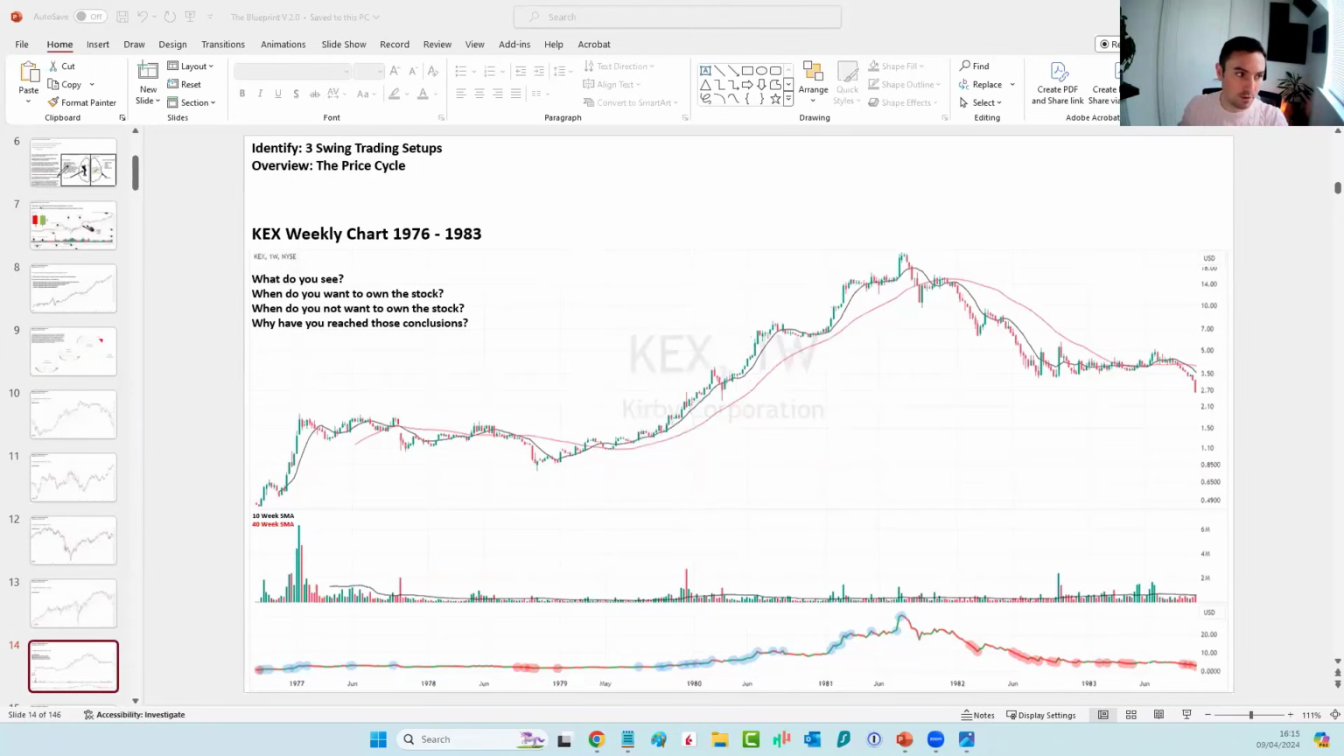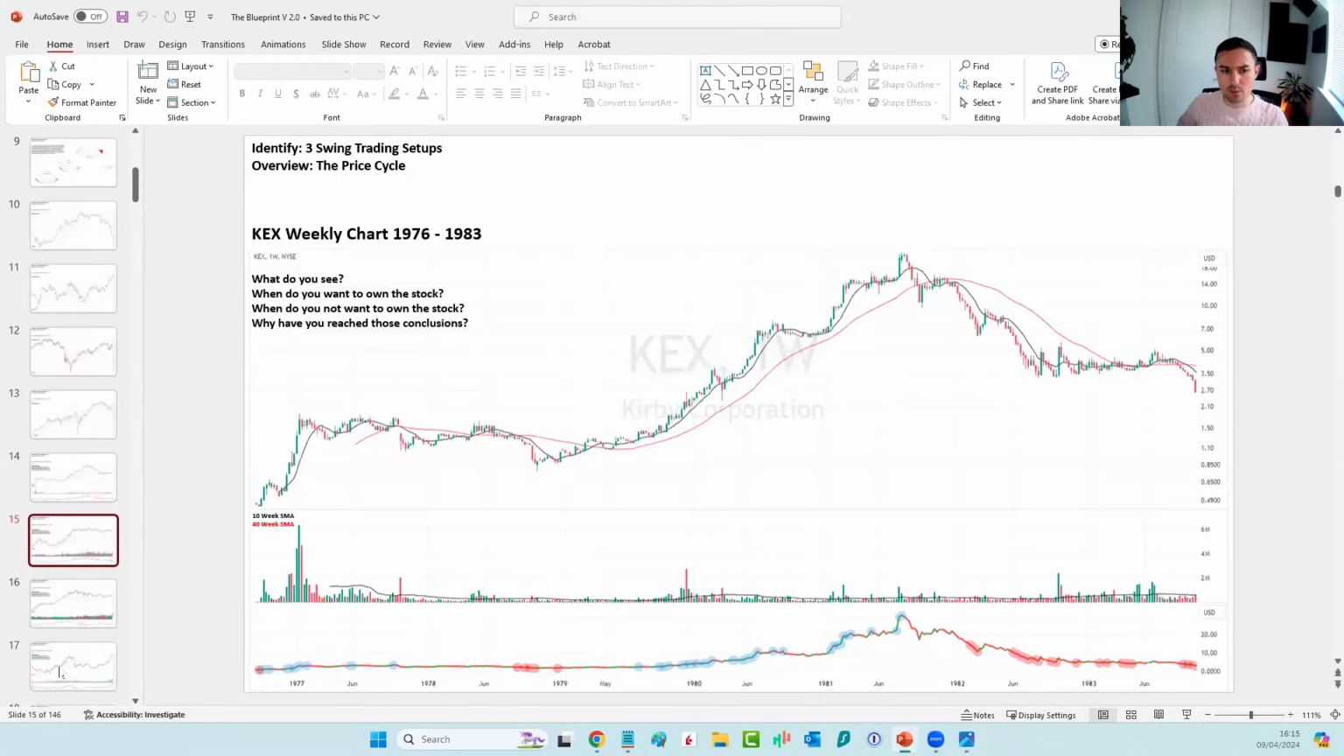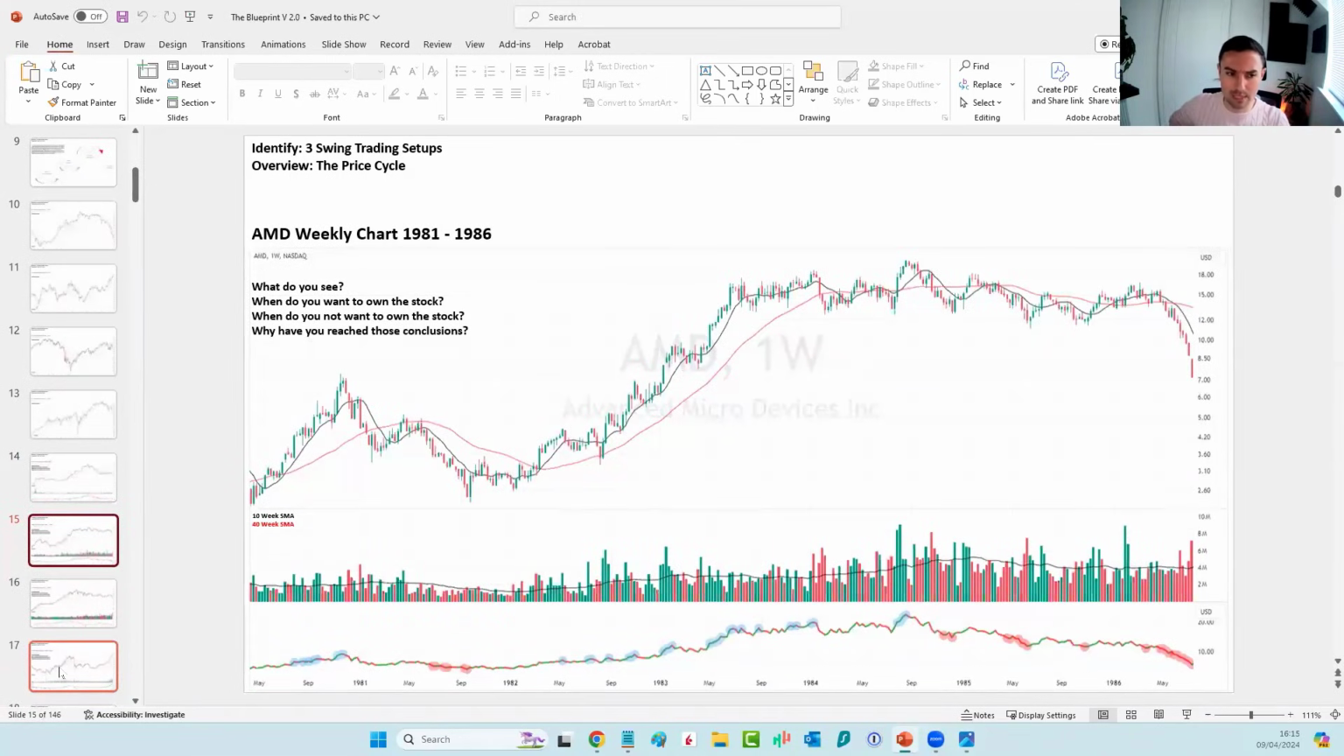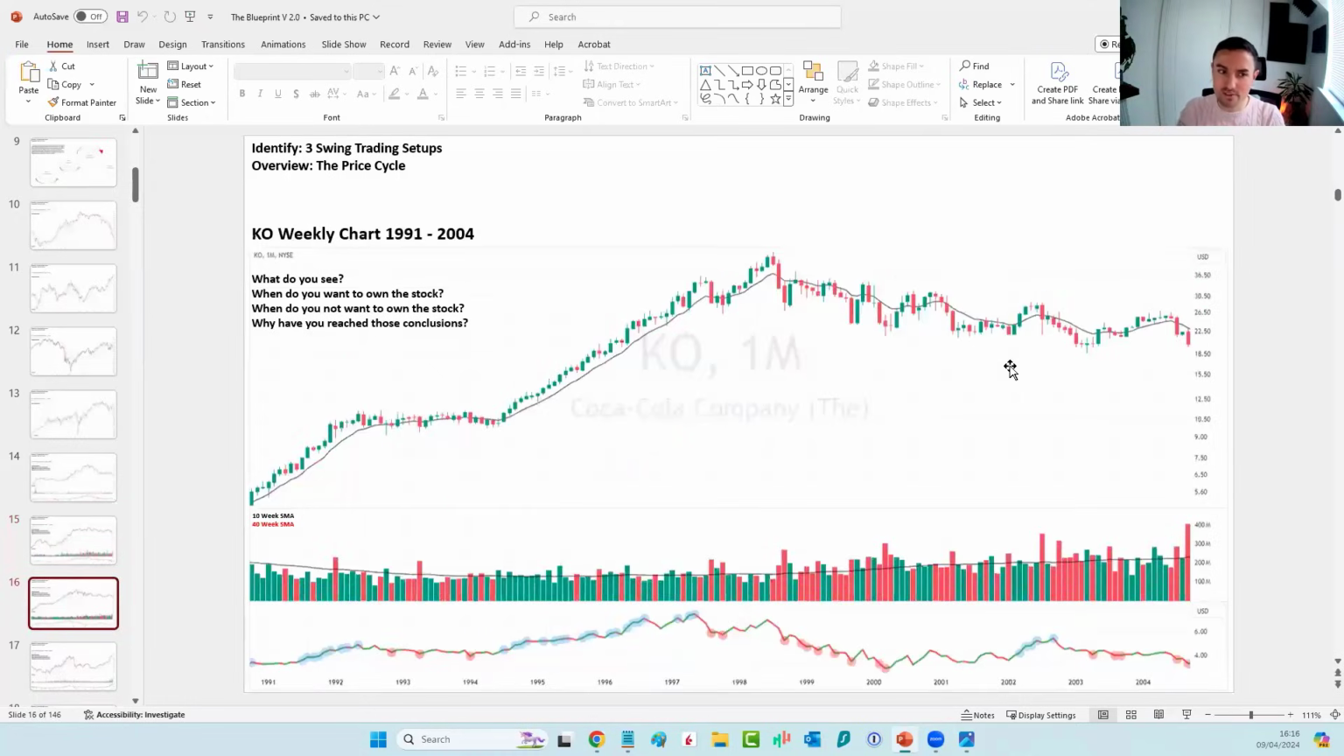So let me just keep flowing through here. I'll be quicker on some of the other ones. I kind of want to get to the last side. So just pull them up, right? AMD weekly chart. What are you seeing? When do you want to own the stock? This is actually how stocks move about, how they wiggle and jiggle. You'll tend to see there is a cyclical nature to it. Okay, phase one, phase two, phase three, phase four, phase one, phase two, phase three, phase four.